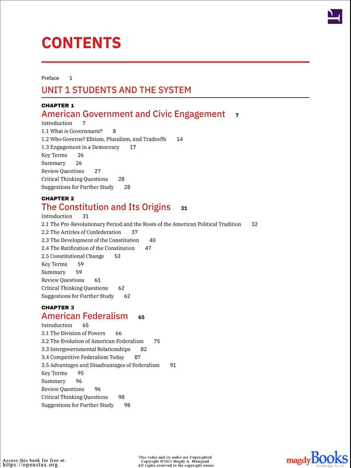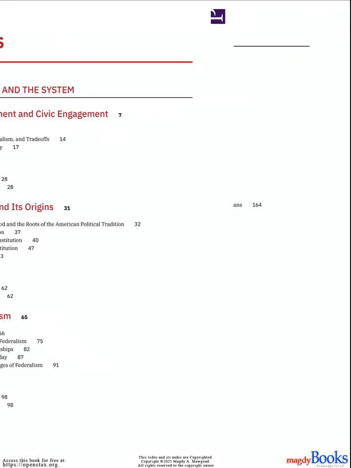American Federalism. Introduction. 3.1. The Division of Powers. 3.2. The Evolution of American Federalism. 3.3. Intergovernmental Relationships. 3.4. Competitive Federalism Today. 3.5. Advantages and Disadvantages of Federalism. Key terms. Summary. Review questions. Critical thinking questions. Suggestions for further study.